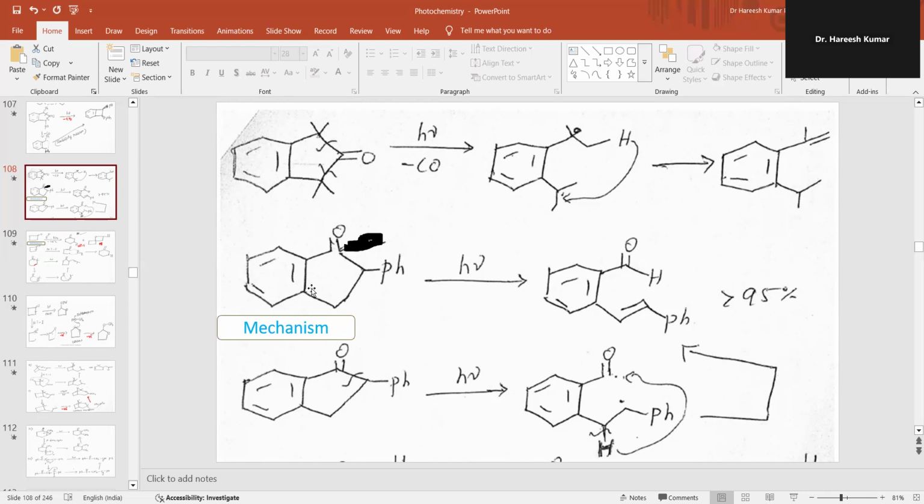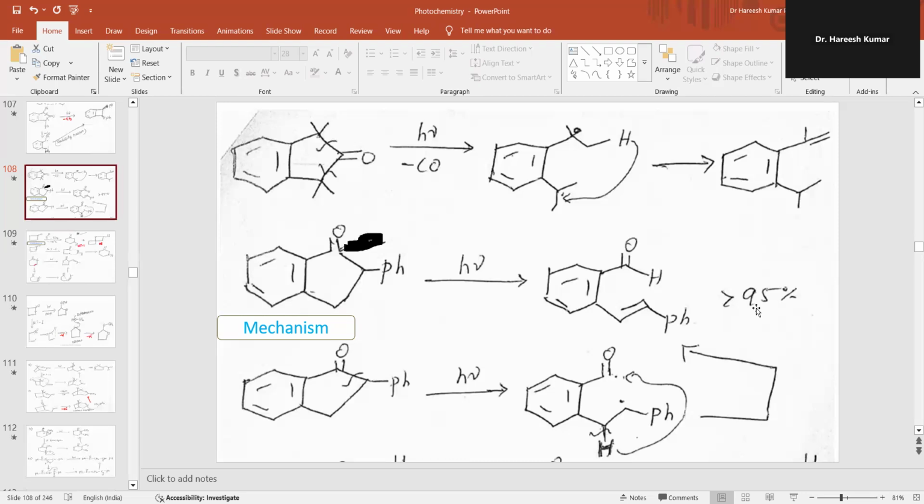Similarly, this is one more example of an unsymmetrical ketone. This is again an unsymmetrical ketone. In such a case, the more substituted carbon will be cleaved. Then what will happen? This carbon is cleaved, forming an alkyl radical and an acyl radical. And then what will happen? The alpha hydrogen of the alkyl radical is abstracted. That means this hydrogen is moving over here. Then a radical forms here, forming a pi bond, giving the product in 97% yield.